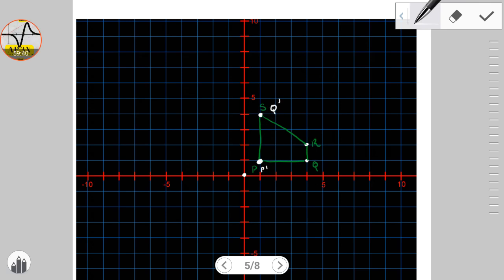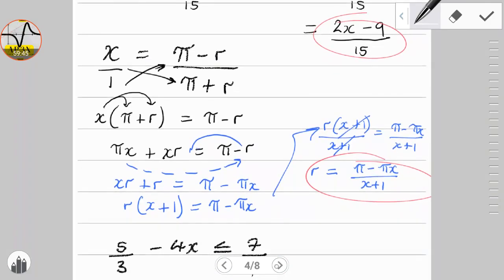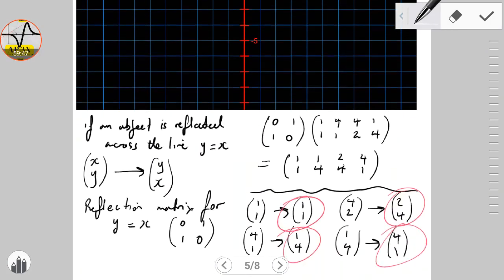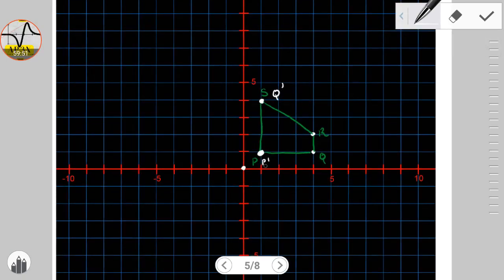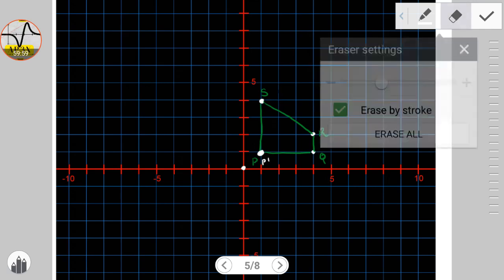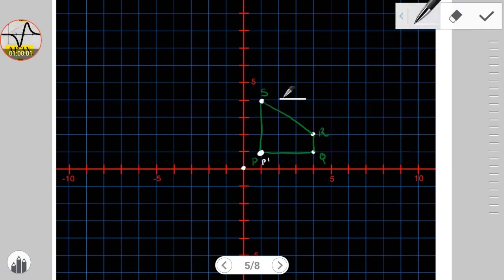And then we're going to plot the next one here. 2, 4. So that's 1, 1, 2, 4, 1, 2, 3, 4. That's right up here, 2, 4. Remember that S is already Q prime, so this is R prime right here.